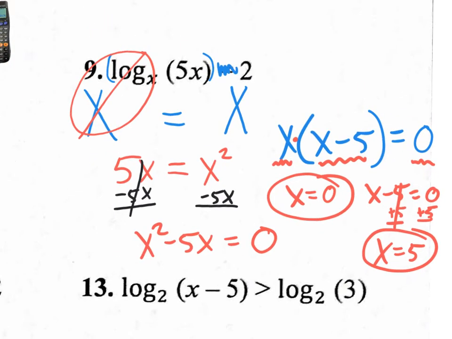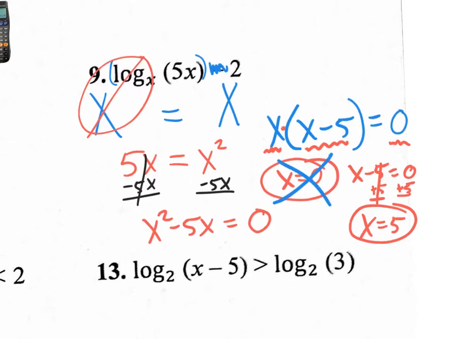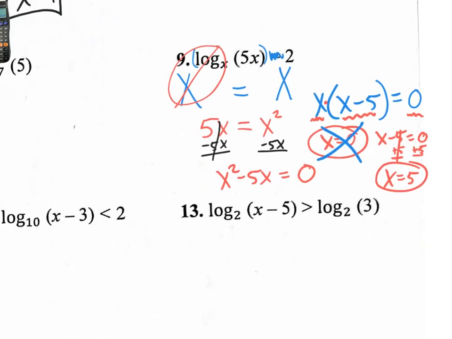The question is, will both of them work? No. Which one will not work? The 0 will not work, because if I plug in 0, I have 5 times 0, which is 0, and we know that log base anything, you can't end up with a 0 in here because it won't work, right? There's no real answer to that. So 0 doesn't work, but the 5 does. And on the back on the solutions, it should just have the answer 5, no 0.